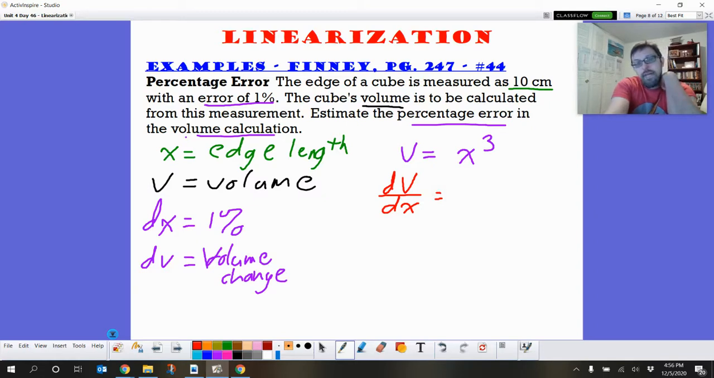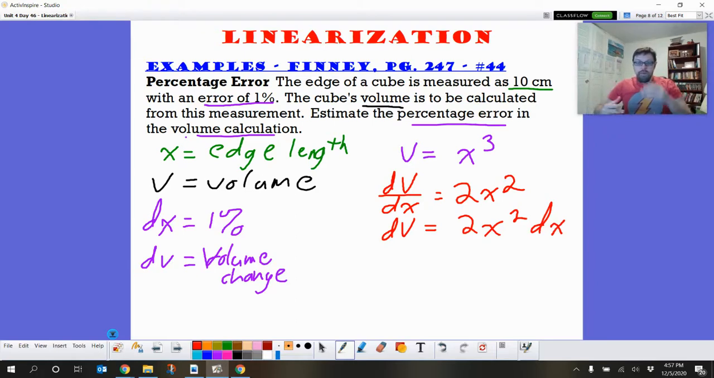equals what? We've got 2x squared. But if we really want to isolate that volume change, I want to get rid of that dx. So I'm going to multiply both sides by dx. So you get dV equals 2x squared dx.